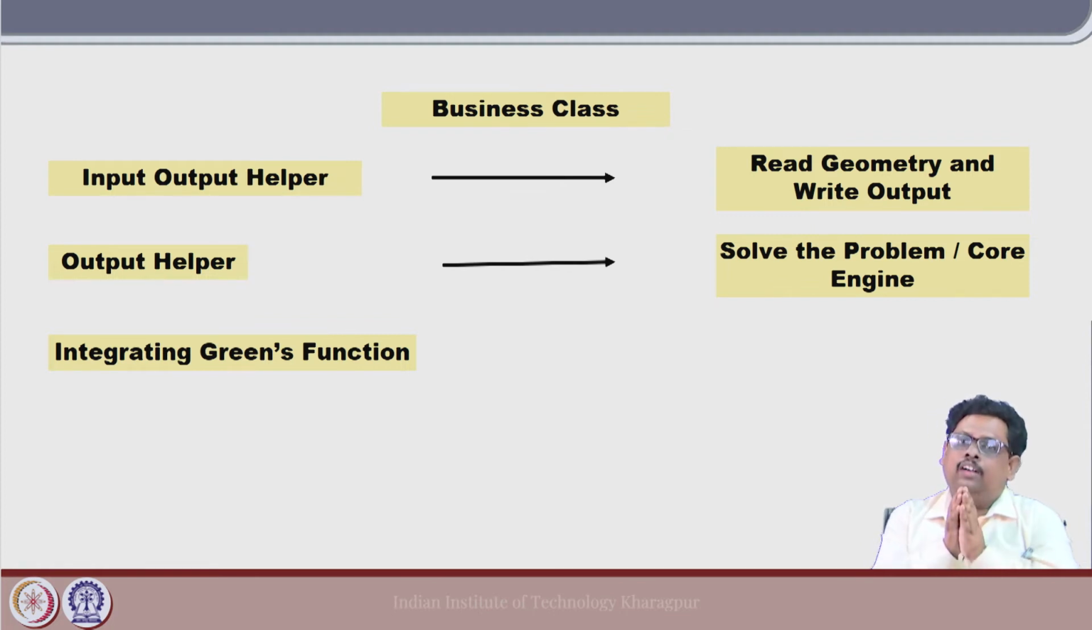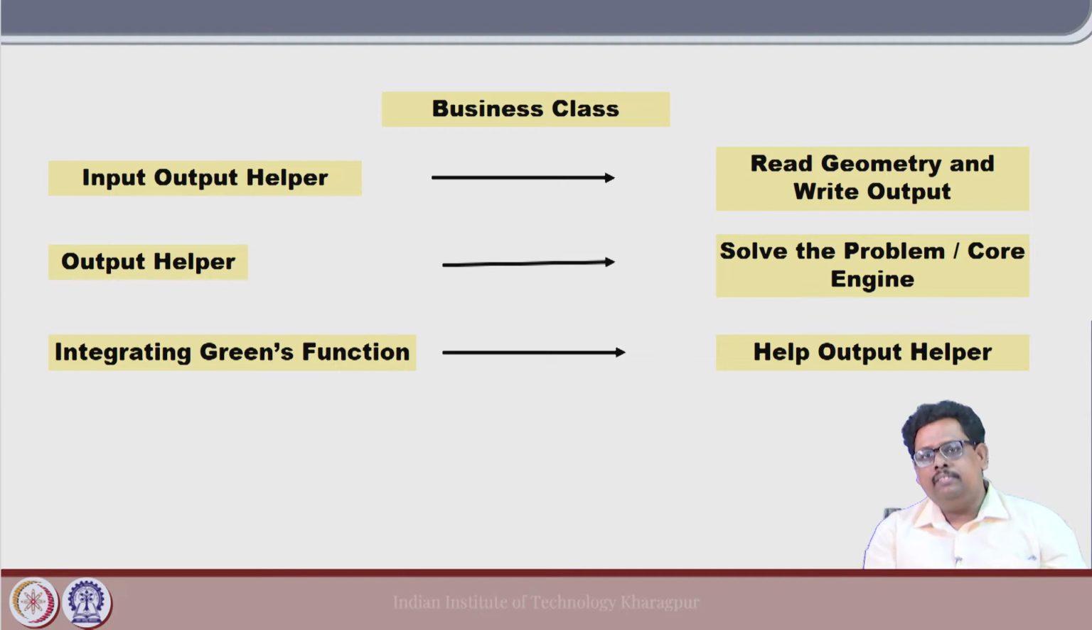Okay. Now, I write the influence matrix inside this output helper, and I write the right hand side B matrix inside the output helper. However, to get this information, for example the Aij, I need r dot n divided by r cube. So, this integration is required, and for this integration purpose I have a class which helps the output helper.